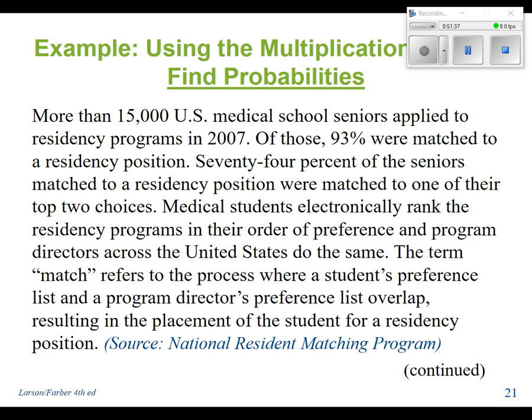More than 15,000 U.S. medical school seniors applied to residency programs in 2007. Of those, 93% were matched with a residency position. 74% of the seniors matched to a residency position were matched to one of their top 2 choices. Anybody have any idea what that's talking about?